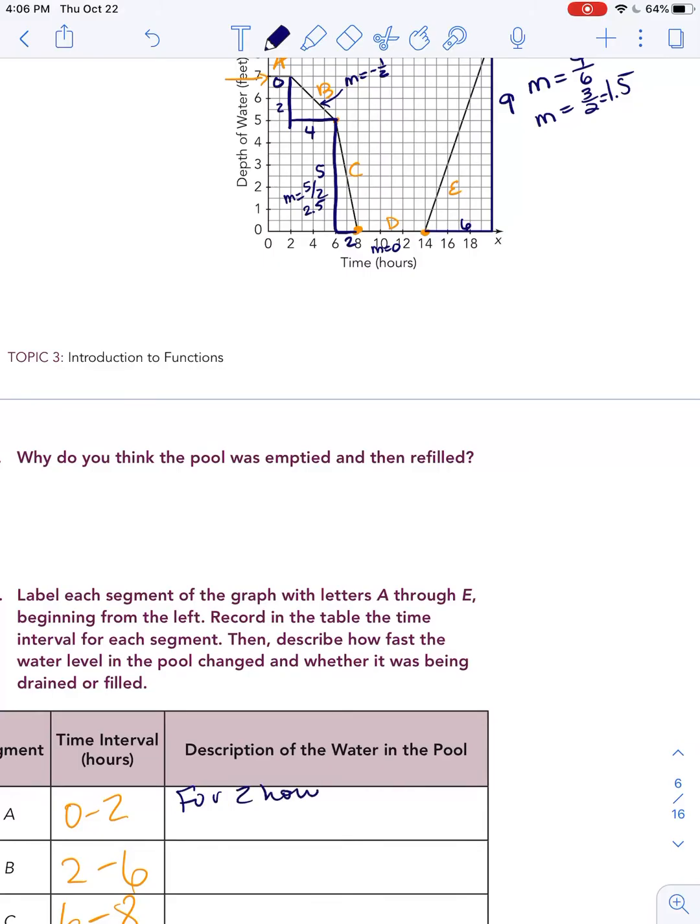For 2 hours, the level stays the same. Then at 2 hours, it starts to drain at 1 foot per 2 hours.